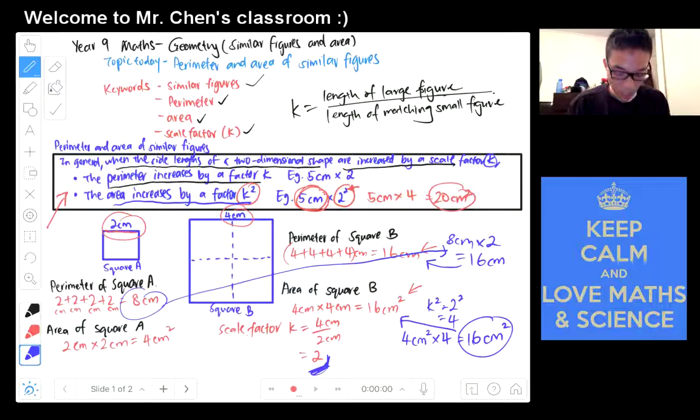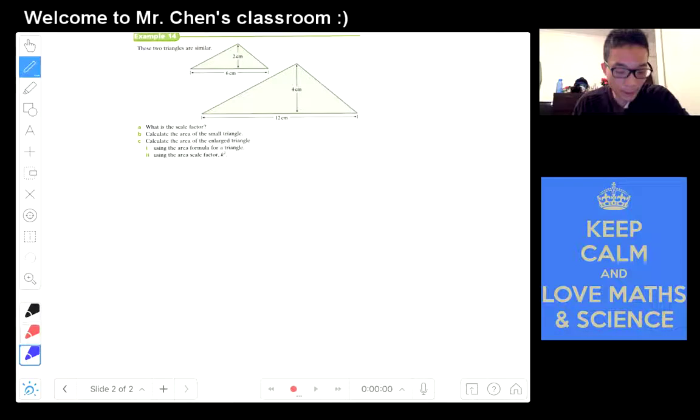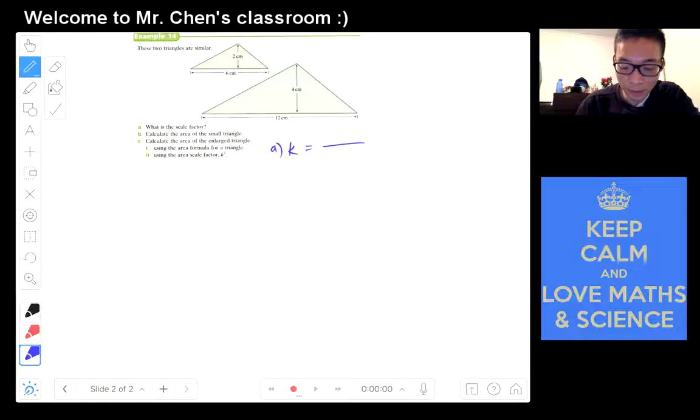Okay, so let's do one more example so that you get a better understanding. So here we have two triangles that are similar. What is the scale factor? As we know, the scale factor k is equal to the length of the large one divided by the matching length of the original one, which is the small one.